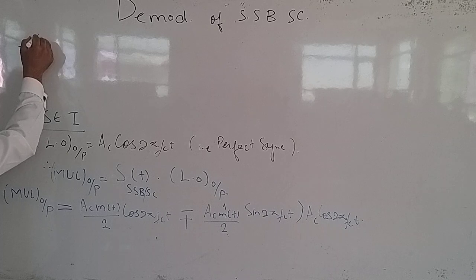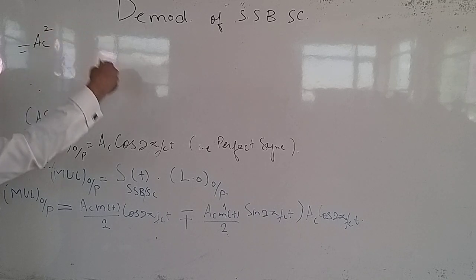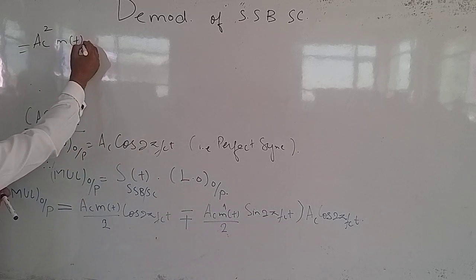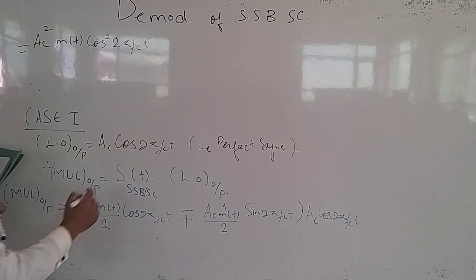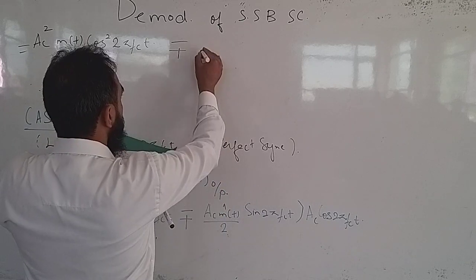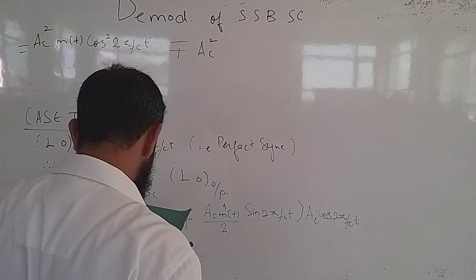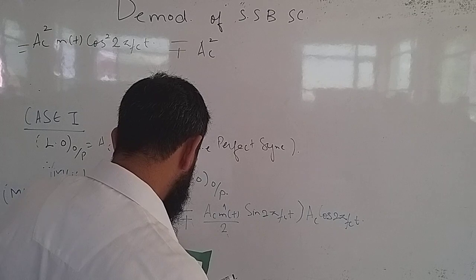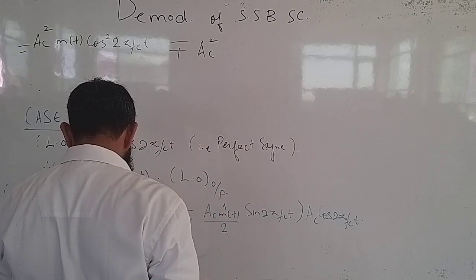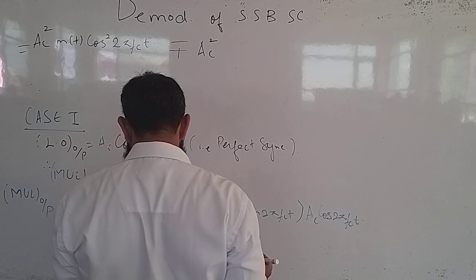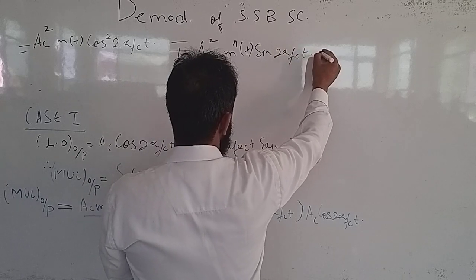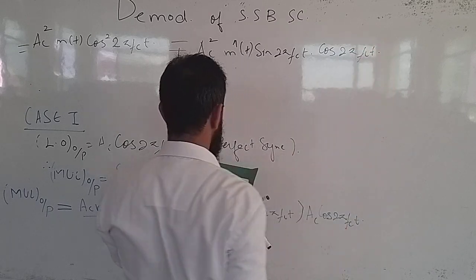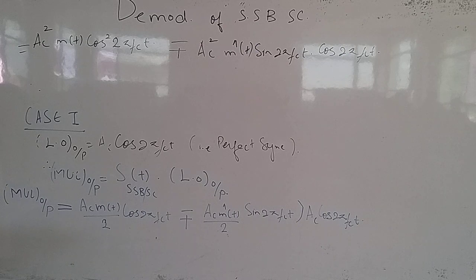Therefore, the resultant signal will be Ac squared, R comes over here, m of t cos squared of 2 pi fct, quite logical, simple and straight, plus minus Ac squared m cap of t sine of 2 pi fct into cos of 2 pi fct, divided by 4.